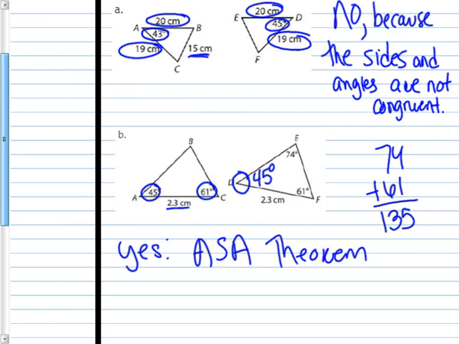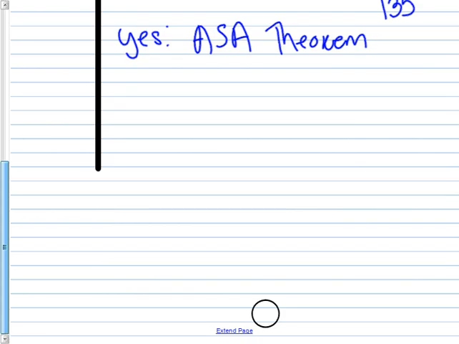Okay? 3 things we're looking at. Are they congruent using angle, side, angle? Are they congruent using side, angle, side? Or are they congruent using side, side, side? And we may have some that are not congruent at all.